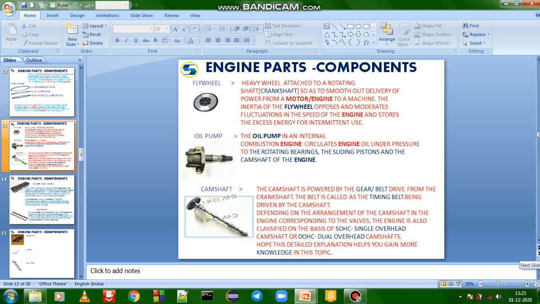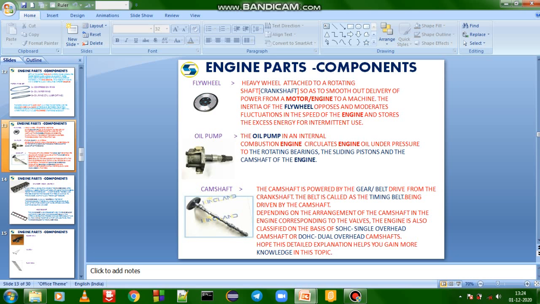These are other parts. Number 1 is the flywheel. A heavy flywheel is attached to a rotating shaft, the spinning crankshaft, so as to smooth out the delivery of power from a motor or engine to a machine. The inertia of the flywheel opposes and moderates fluctuations in the speed of the engine and stores the excess energy for intermediate use.